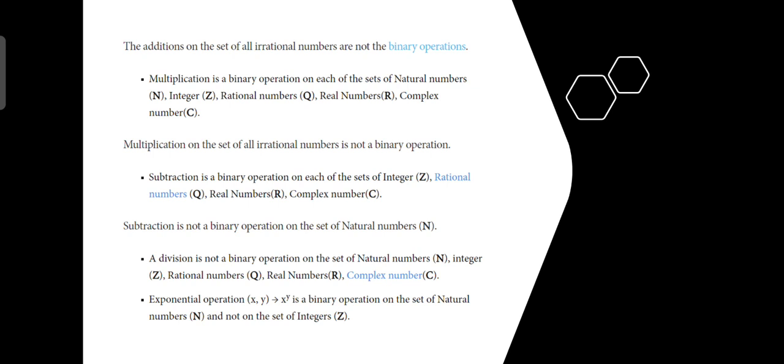A very good example of a binary operation is the exponential operation, which goes as (x, y) goes to x to the power y. It is a binary operation on the set of natural numbers, but it is not a binary operation on the set of integers.